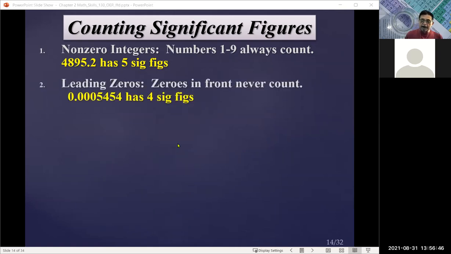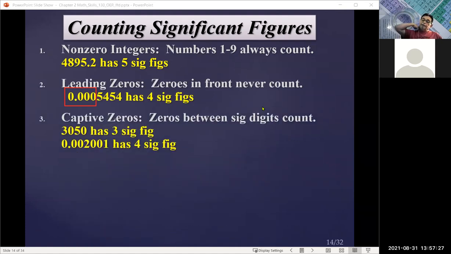Leading zeros, those numbers up front, are not considered significant, because all they're doing is setting up the decimal place. Now, I'm going to have a simplified rule here for you, but we're going to go through the book's rules first. And then I'm going to show you a way you can just look at that number and very quickly determine whether it's significant or not. Okay? All right, so leading zeros do not count. In this example, 0.0005454 has 4 sig figs.